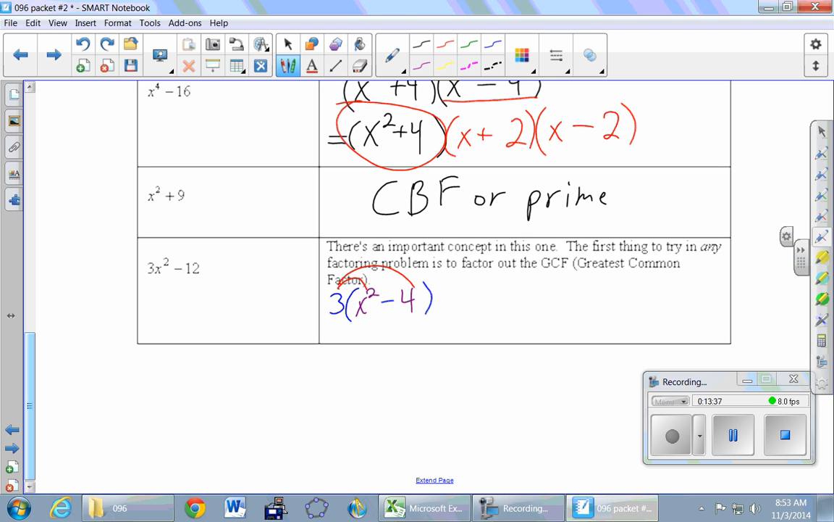And so this is always the very first thing to look out for, and we didn't look for it in any of the other ones, but I'm telling you now, this is the first thing on any kind of factoring problem that you should look for. Is there something that goes into all the terms? Because if there is, you take it out right away and you make your life a lot easier.